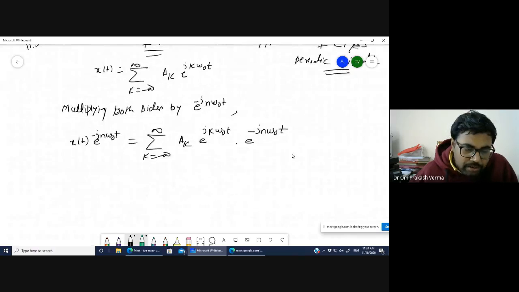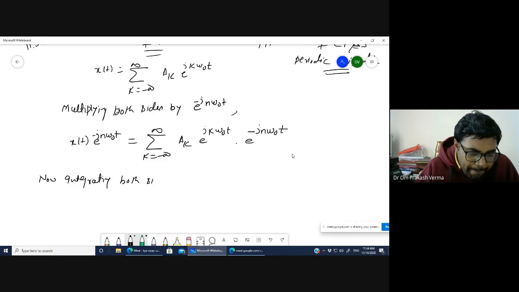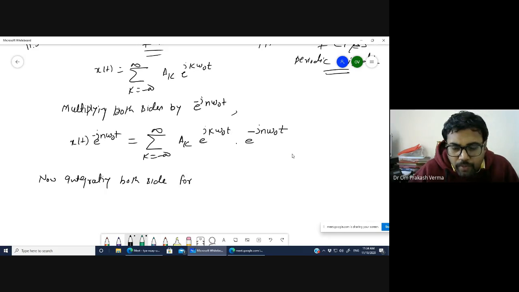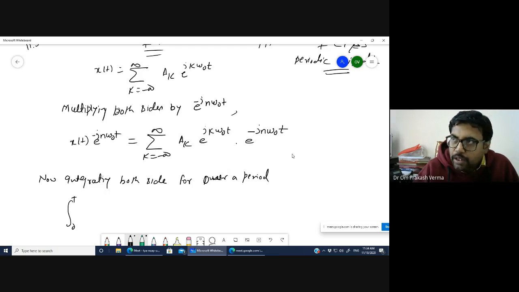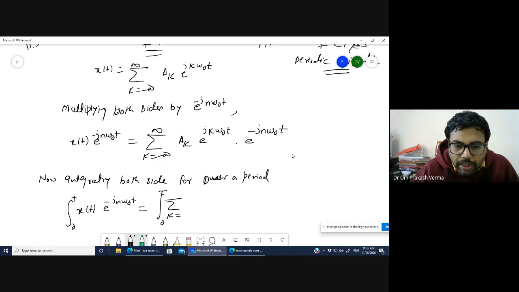So now integrate both sides, integrating over one period. So when you integrate over a period, it becomes the integral of x(t) e^(-j n omega_0 t), and on the right side, you integrate from 0 to T over one period, the summation over k equals minus infinity to infinity of a_k e^(j k omega_0 t) times e^(-j n omega_0 t), right?